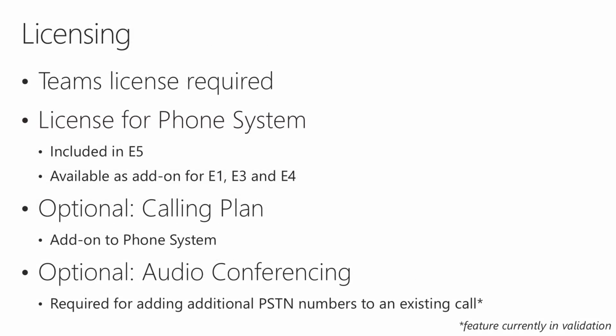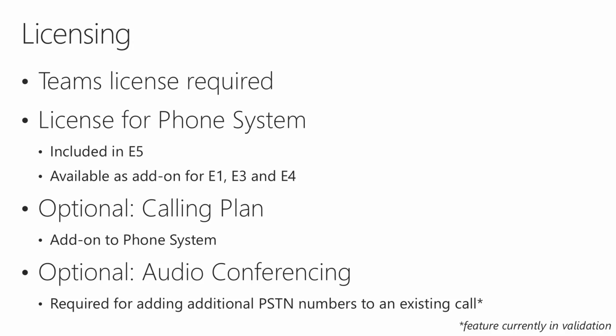When it comes to licensing, obviously you need to have a license for Teams itself so that the user can use Teams. Then you need to have the license for the phone system that provides the phone features to your users. In E5, it's already included, and you can get it as an add-on for E1, E3, and E4. Optionally, you may want to get a calling plan. It's an add-on to the phone system, and it allows you to use, as we've seen in the examples before, calling plan in addition to direct routing.